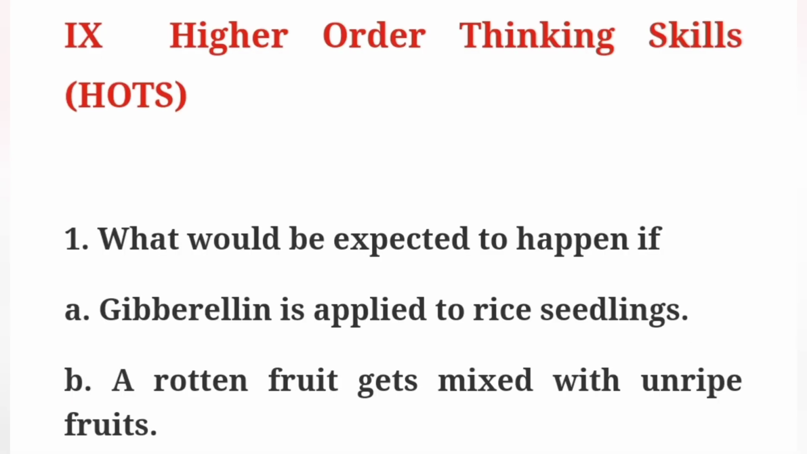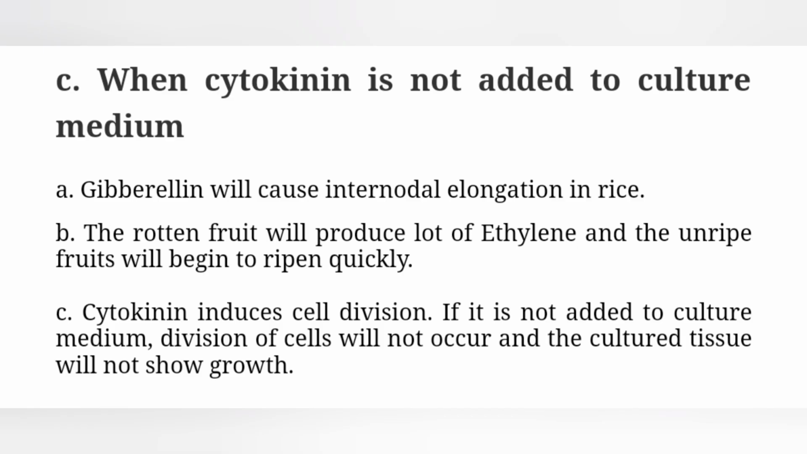Roman numeral nine, higher order thinking skills. First one, what would be expected to happen if option A, gibberellin is applied to rice seedlings. Then option B, a rotten fruit gets mixed with unripe fruits. Option C, when cytokinin is not added to culture medium.